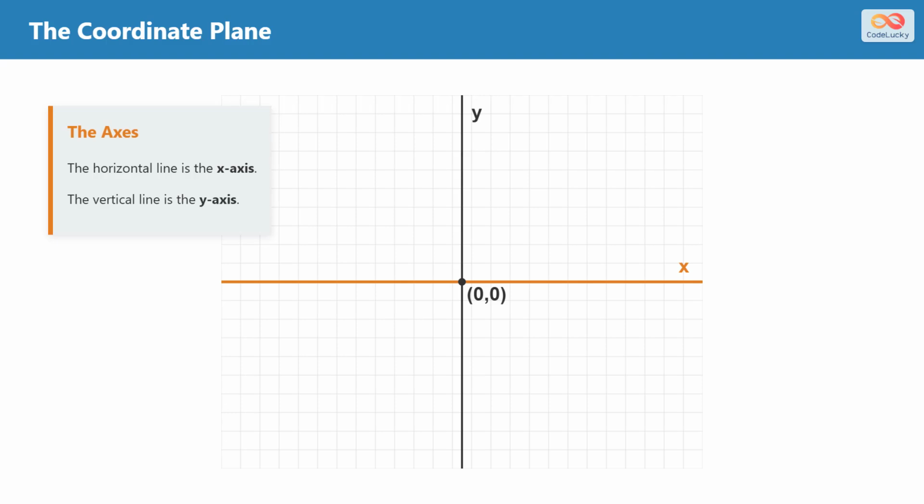To understand reflections mathematically, we use the coordinate plane. Remember that the coordinate plane has two main axes. The horizontal line is the x-axis, and the vertical line is the y-axis. For today's lesson, our focus is entirely on the horizontal x-axis.